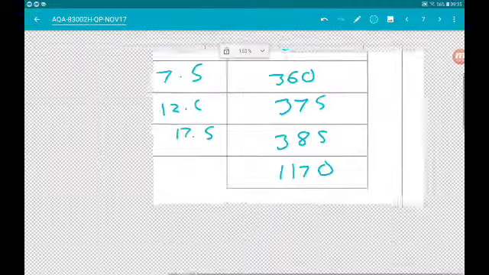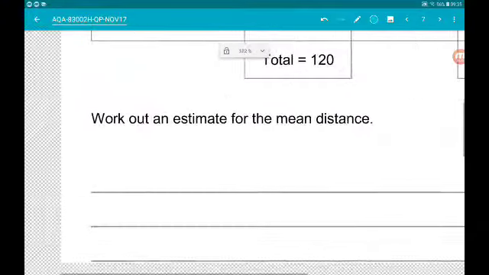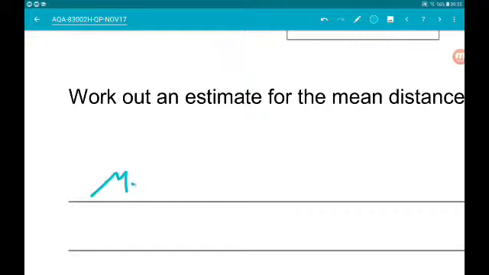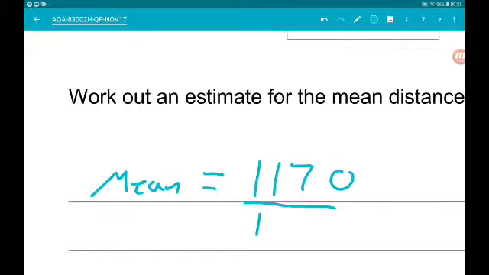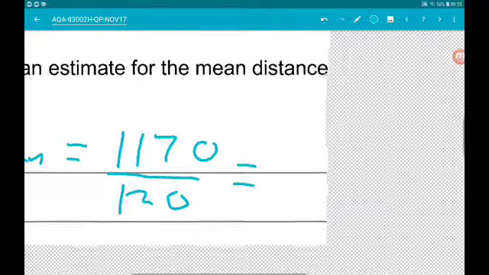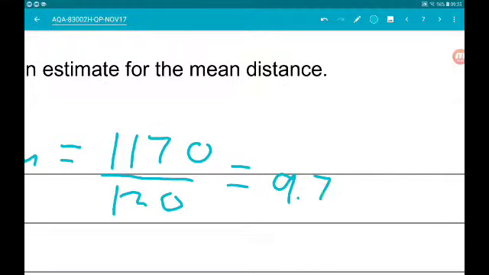Now to get the mean, we do 1170 divided by the number of students. So divided by 120. And that gives us 9.75. Cool.